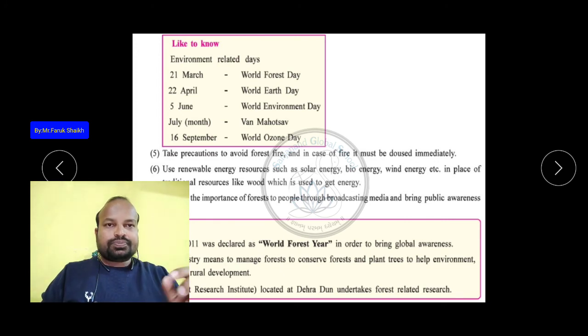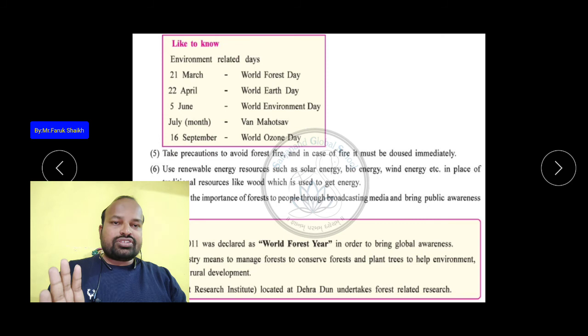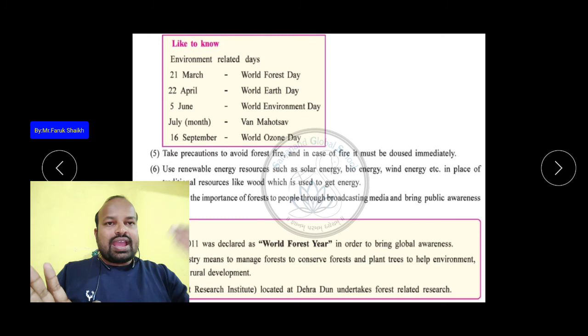Okay, so you all have to be prepared for this and learn these by heart. 21st March is World Forest Day, 22nd April is World Earth Day, 5th June is World Environment Day. Then the whole month of July we celebrate as Van Mahotsav, and 16th September is World Ozone Day. Okay, now there are other steps.